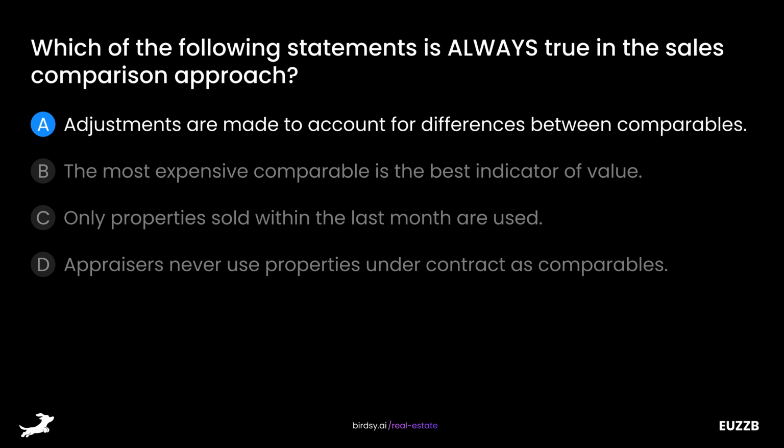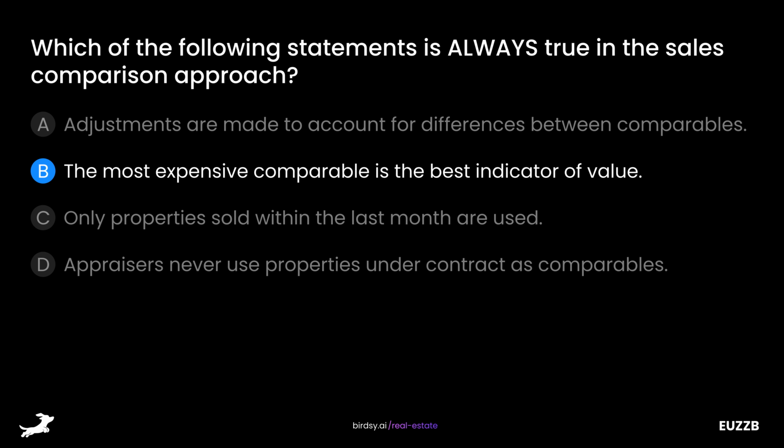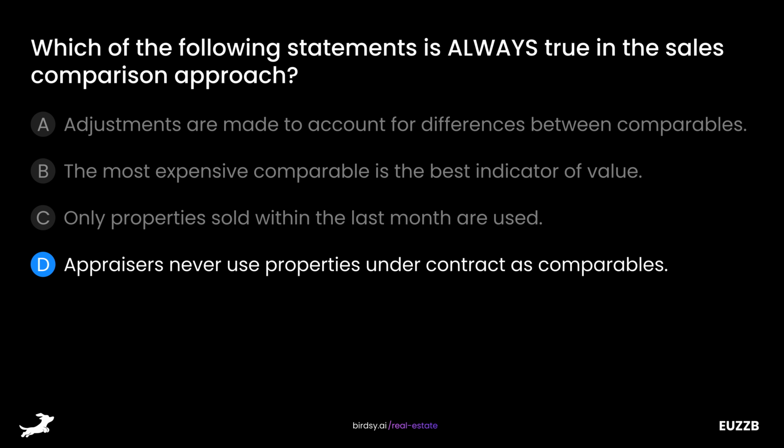Is it A, adjustments are made to account for differences between comparables? B, the most expensive comparable is the best indicator of value? C, only properties sold within the last month are used? Or D, appraisers never use properties under contract as comparables?